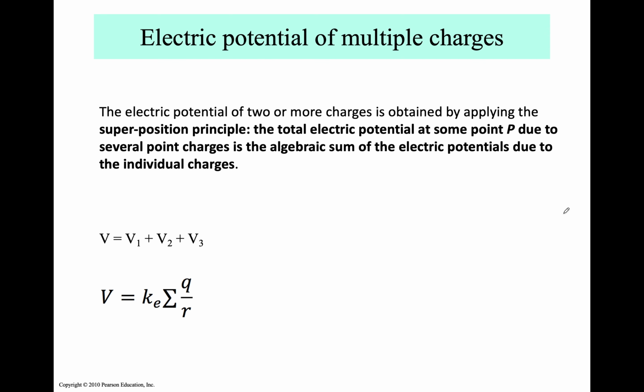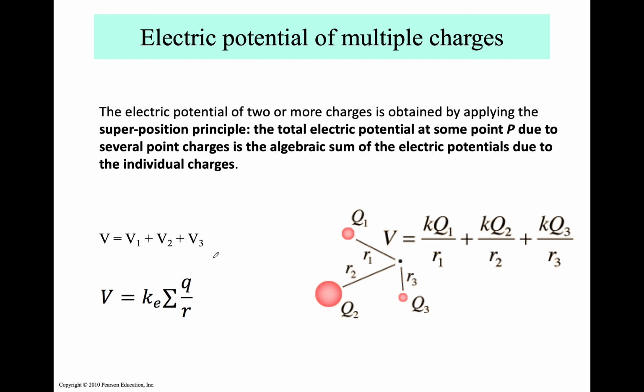Add them all up. We can use the kQ over R. So kQ over R1, kQ over R2, kQ over R3. So the key point in this one is for the voltage, for the potential, we only do kQ over R. We do not multiply these together. That is only for the energy.